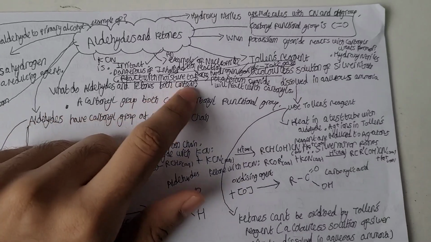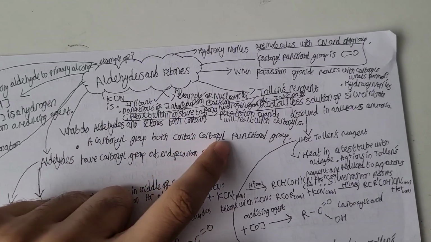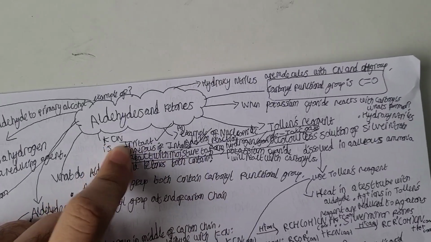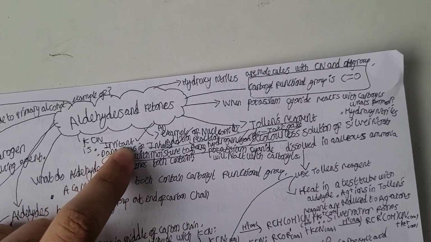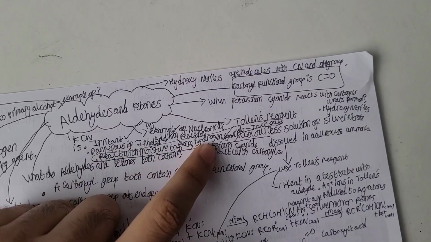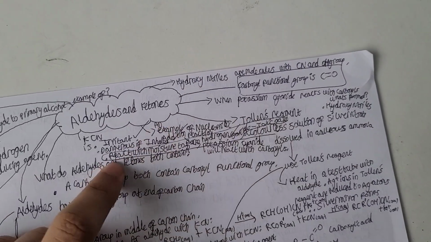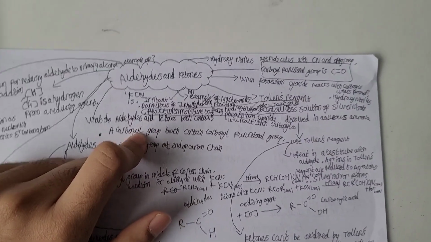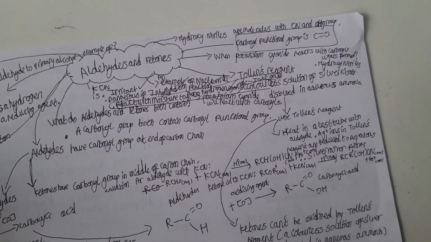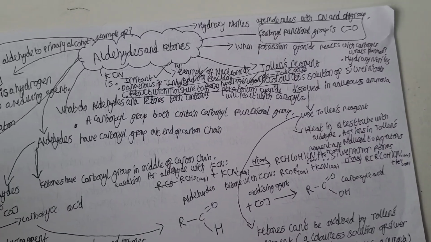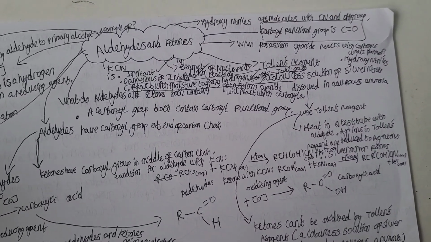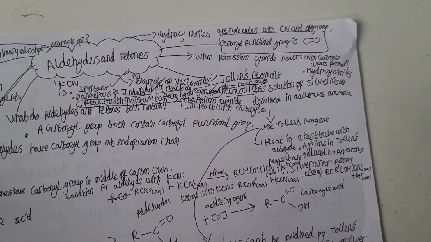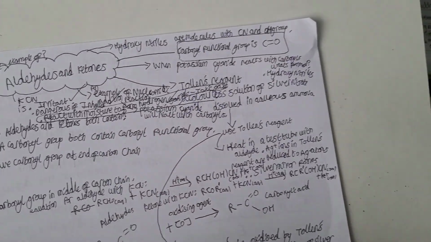What do aldehydes and ketones both contain? A carbonyl group, both contain the carbonyl functional group. KCN is an irritant. It's dangerous if inhaled. It can react with moisture to form hydrogen cyanide, which is a toxic gas. They could test you on your practical skills with this chemical. An example of a nucleophilic addition reaction is when potassium cyanide reacts with carbonyls.